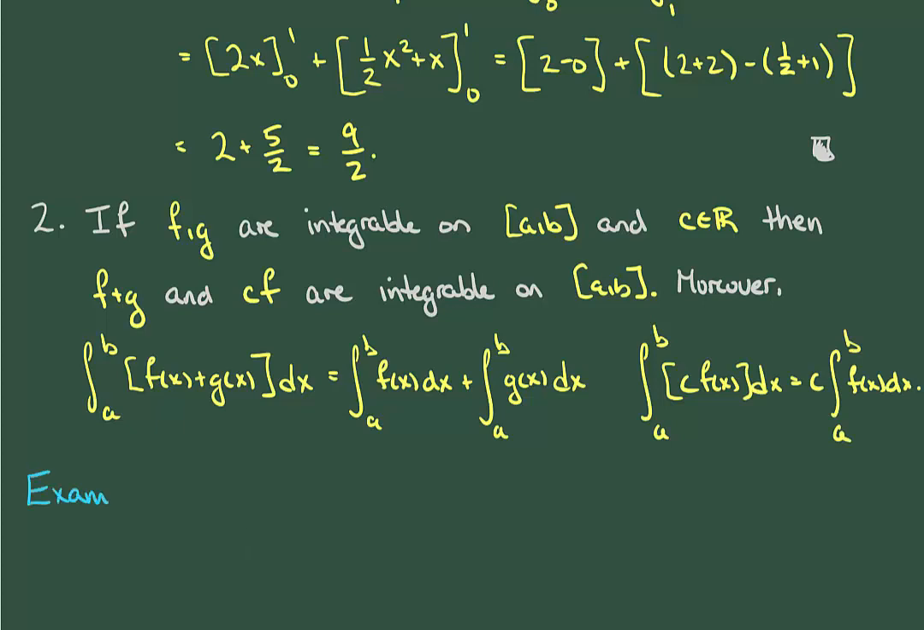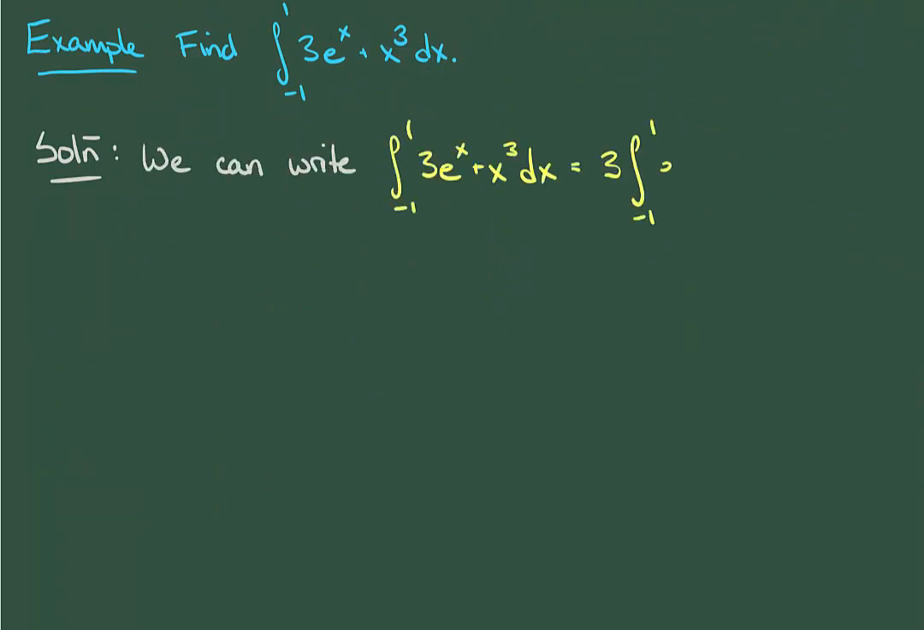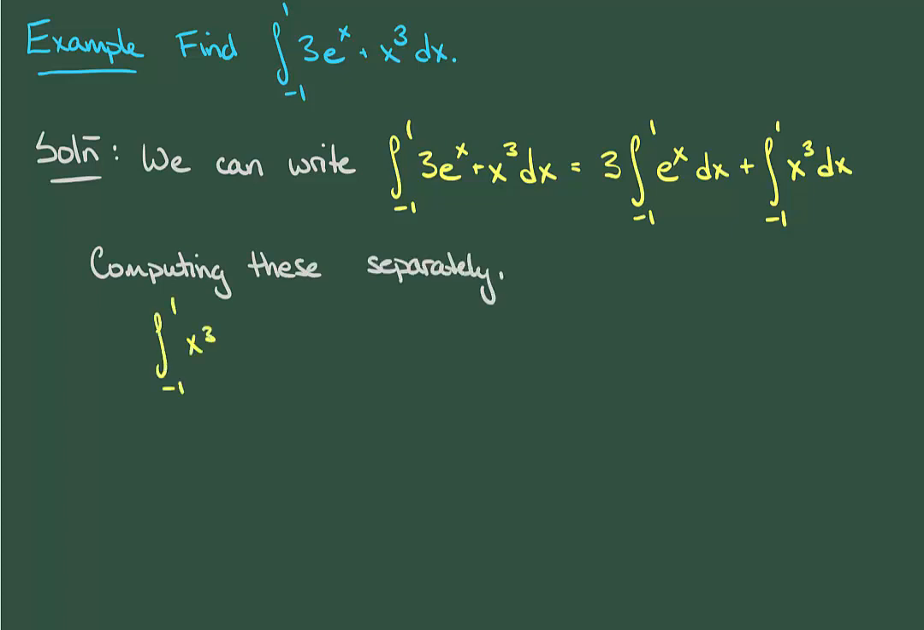To demonstrate this property, let's integrate the function 3e to the x plus x cubed on negative 1, 1. Applying both of the linearity properties, we can split this integral across the plus sign and pull the 3 out from in front of the e to the x term. Computing each of these integrals separately, let's start with the x cubed integral.